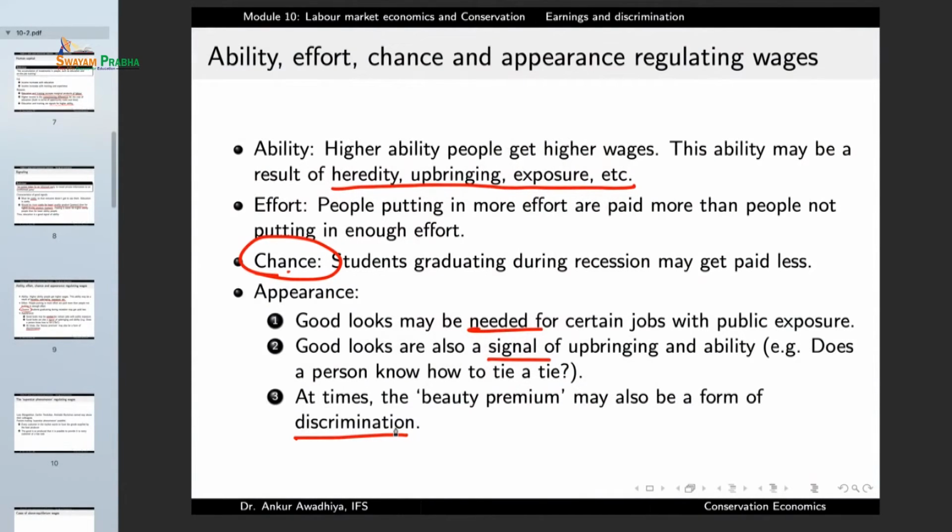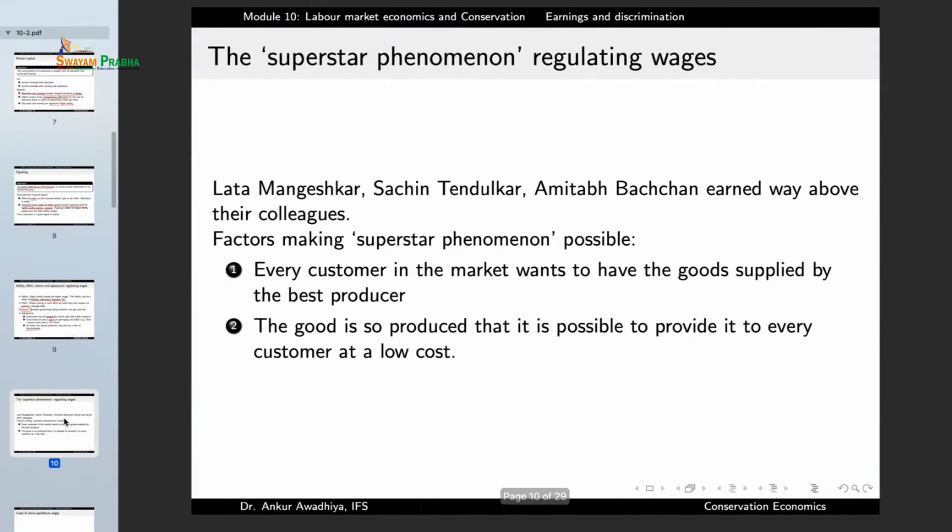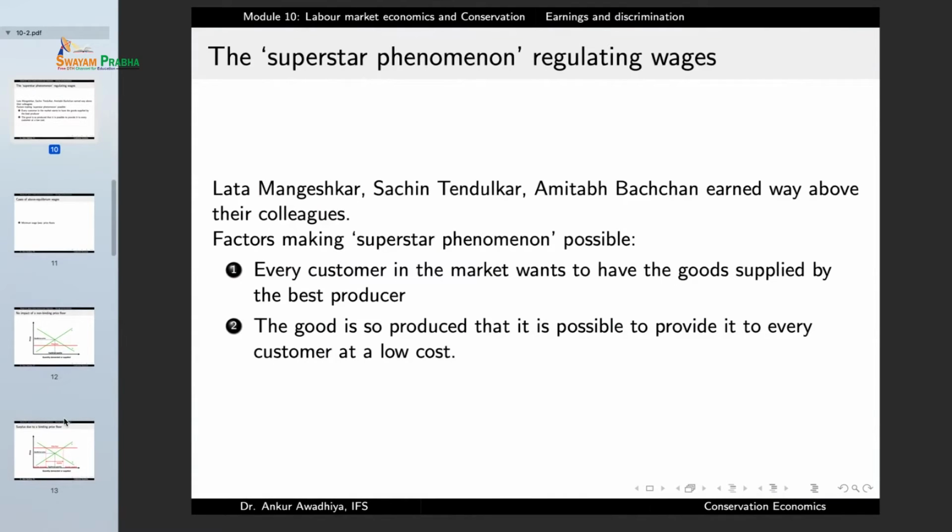So, ability, effort, chance, and appearance regulate the wages. Then we have the superstar phenomenon that regulates wages. People like Lata Mangeshkar or Sachin Tendulkar or Amitabh Bachchan earn way above their colleagues. They are the superstars of the society. And Lata Mangeshkar earned much more than other singers of the same time who were probably putting up the same amount of effort, but those singers were getting paid less, while Lata Mangeshkar was getting paid more.